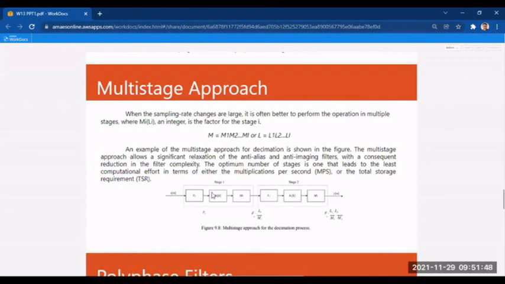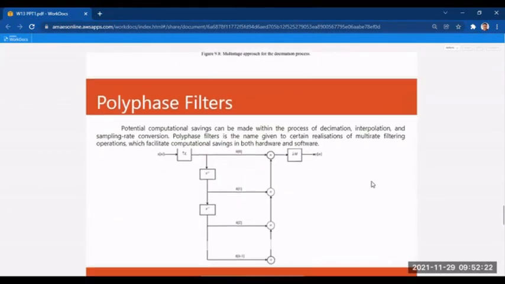So this is how a multi-stage approach is executed. We have our original signal, one sample rate converter, then another sample rate converter, then another, until we get the optimum number of stages to get the desired sample rate for our signal. Notice that each stage is complete. So we have L1, then the filter, then M1. Second stage, L2, then the filter, then M2, and so on and so forth. So that's it for our multi-stage approach.